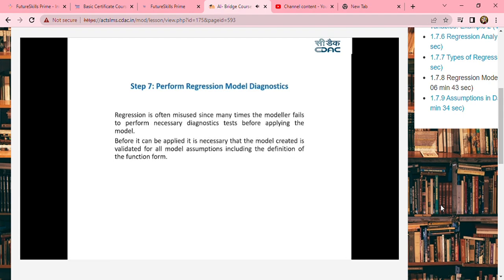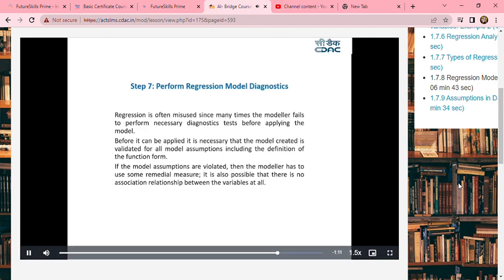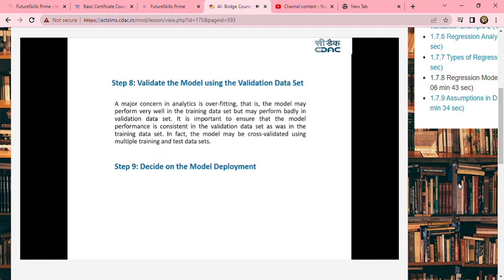Whenever you are performing regression model diagnostics, you have to see whether the model you have extracted is in the functional form, and whether it is fulfilling all the assumptions of the requisite model. Only then can you say that the model is the best model to go ahead with for deployment. Validate the model based on certain parameters. Each model has different parameters. In fact, the model may be cross-validated using multiple training sets or test sets to decide on deployment of the model. So these are the 9 steps to be followed when it comes to estimation of the simple linear regression model.